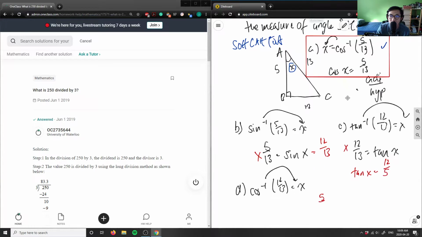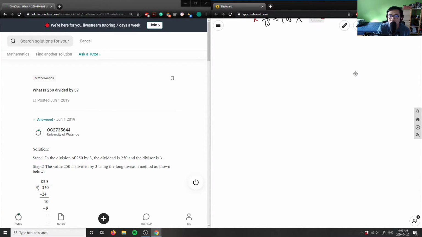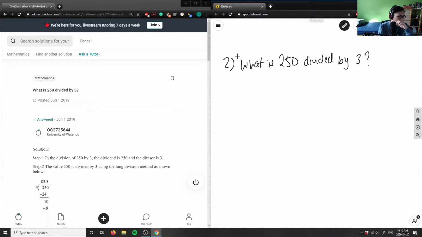All right, let's look at question 2. Question 2 is a pre-algebra question, asking us what's 250 divided by 3. So this is a very, very simple problem. So let me breeze through this problem. What is 250 divided by 3? I'm assuming you don't get a calculator for this, because in reality we would just plug this into a calculator, right?